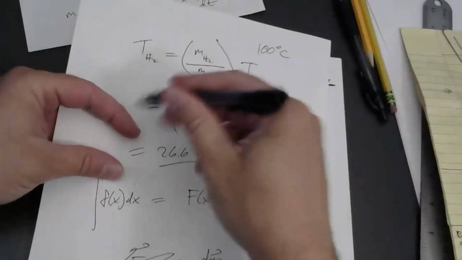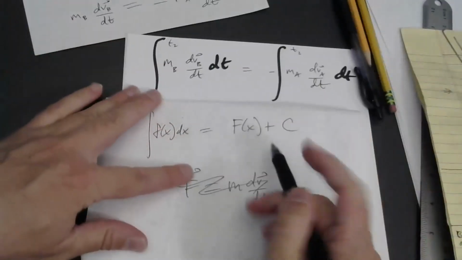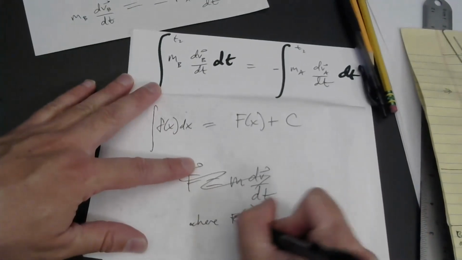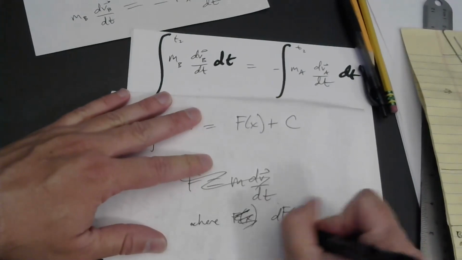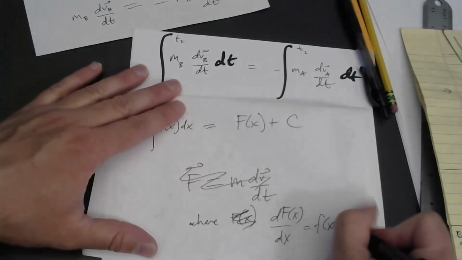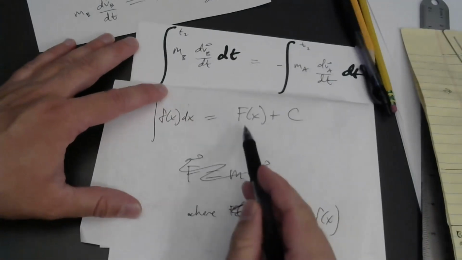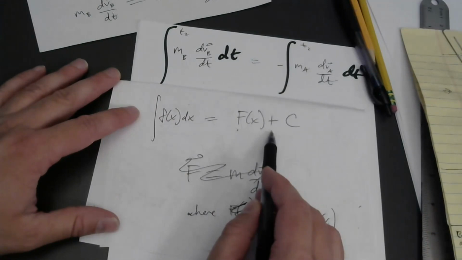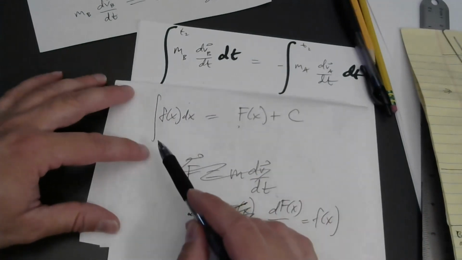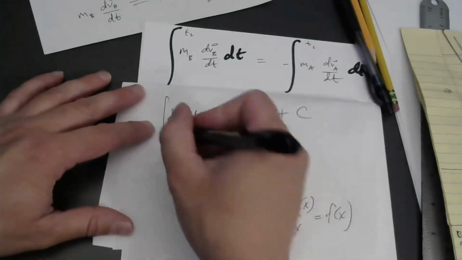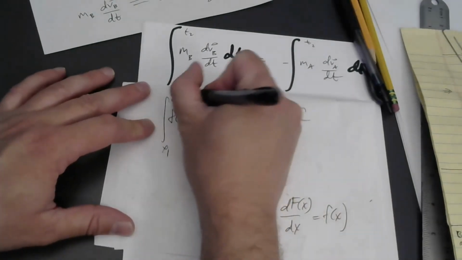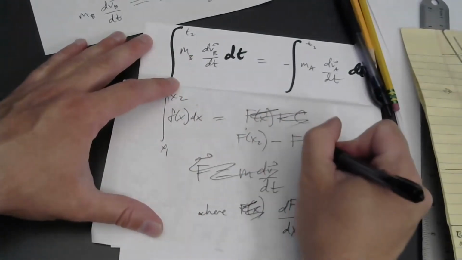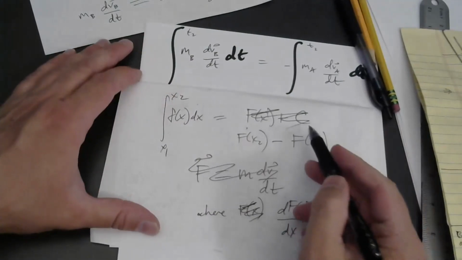I'm sorry, this is for another class, let's ignore that. Where the derivative of big F with respect to x is lowercase f, right? If you took the derivative of big F, you would get back to the function that we're integrating. So this is called the antiderivative. This is an indefinite integral. I haven't specified limits. When you do specify the limits, if I said from x1 to x2, well, this would become F of x2 minus F of x1, and that constant goes away.